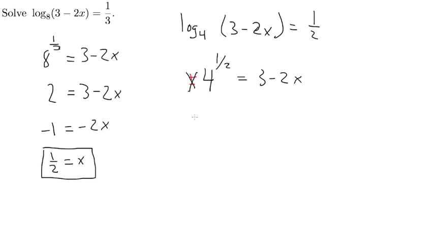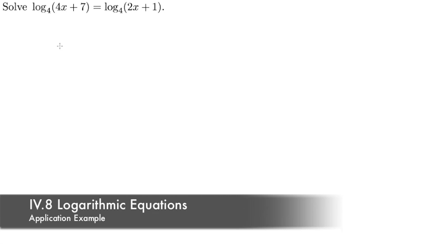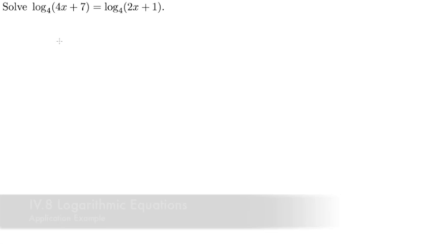We are not doing that here, so don't worry about it. All right, so let's consider the problem that's going to lull us into a false sense of security. Solve log base 4 of (4x + 7) equals log base 4 of (2x + 1). Now, usually these would not be that difficult unless things just go wrong. And unfortunately, in this case, things just go wrong.